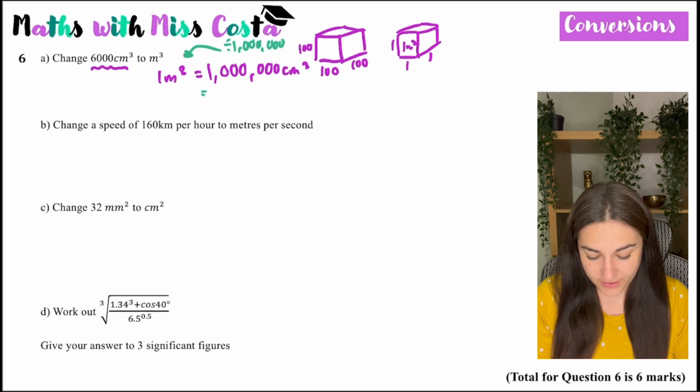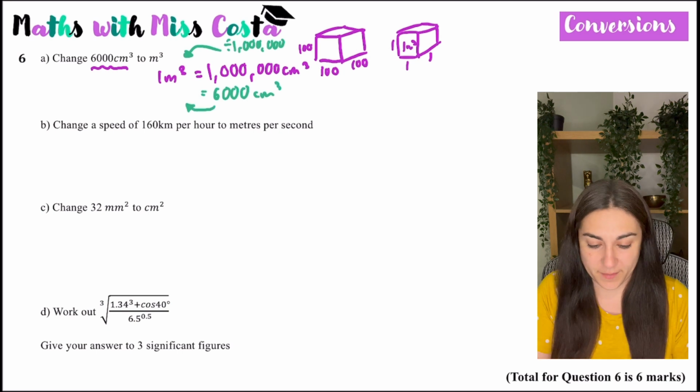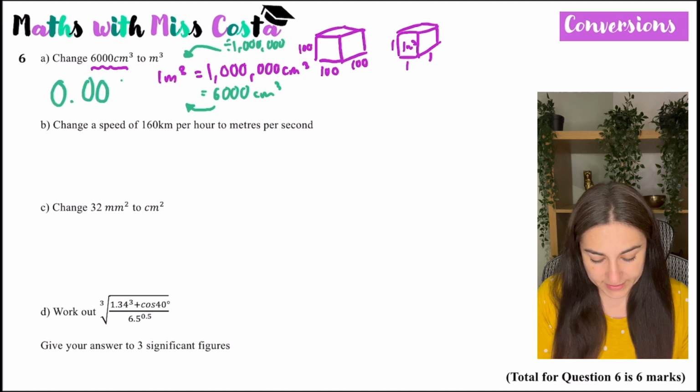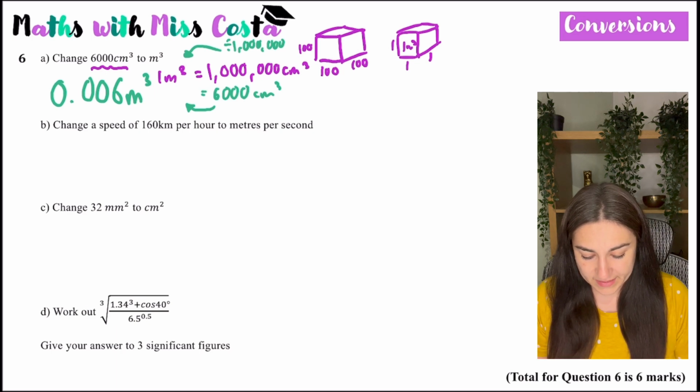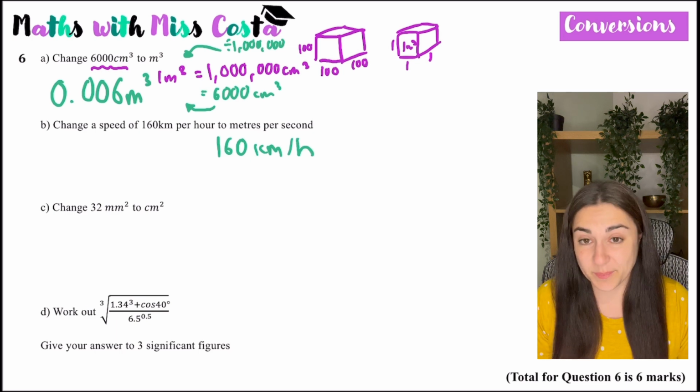So I need to change 6,000 centimeters cubed to a meter cubed. I'm going to divide 6,000 by 1 million. So 6,000 divided by 1 million is 0.006 meters cubed. Then I'm being asked to change a speed of 160 kilometers per hour to meters per second.